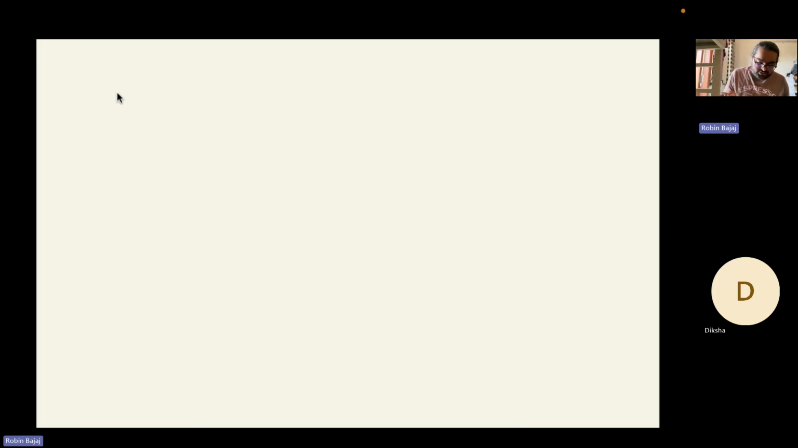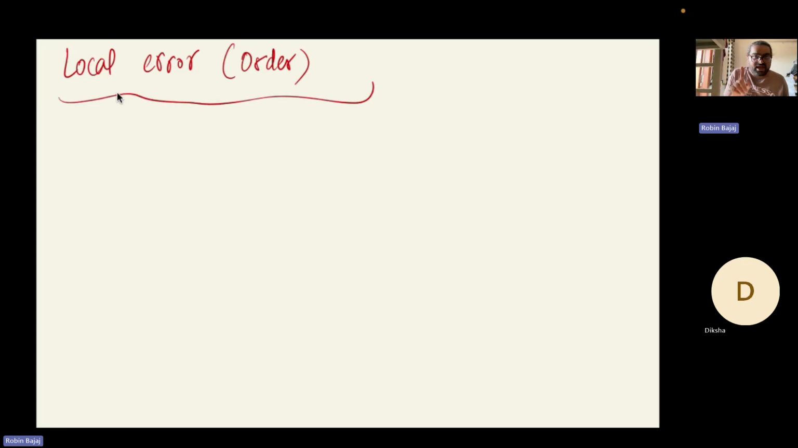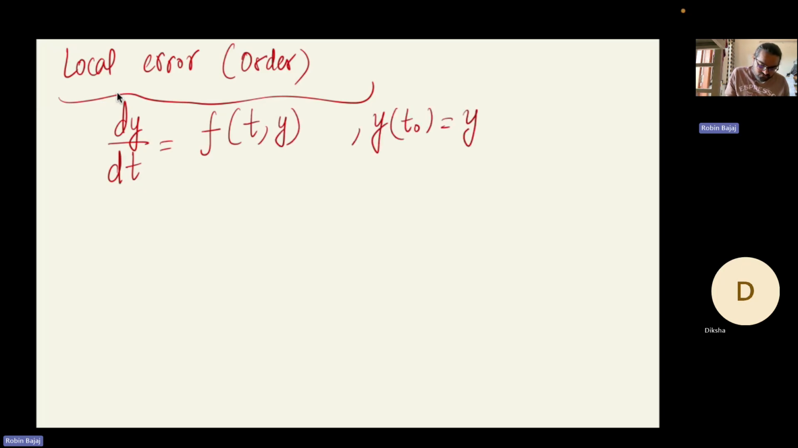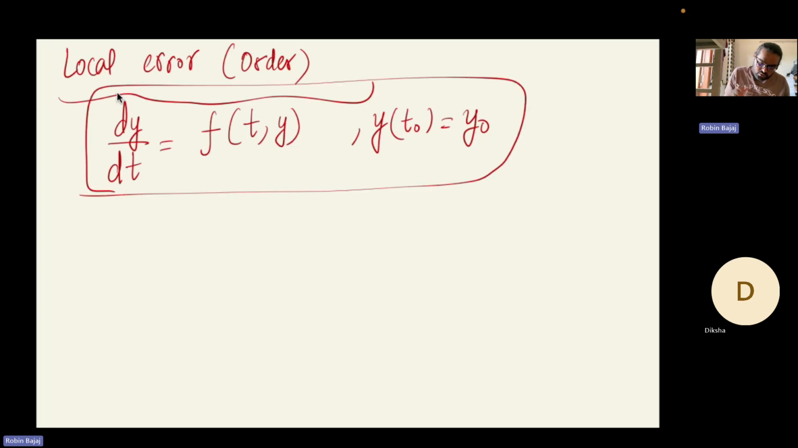So the problem wants us to find the estimate of what would be the order of the local error. Basically, is it h, h square, h cube, h to the power 4, what is the order of this error? So for that, first we should define how this modified Euler method works for a general differential equation. So let's write the general differential equation: dy by dt equals f of t comma y, with y at t equal to 0 equal to some y naught. This is the equation we want to solve.